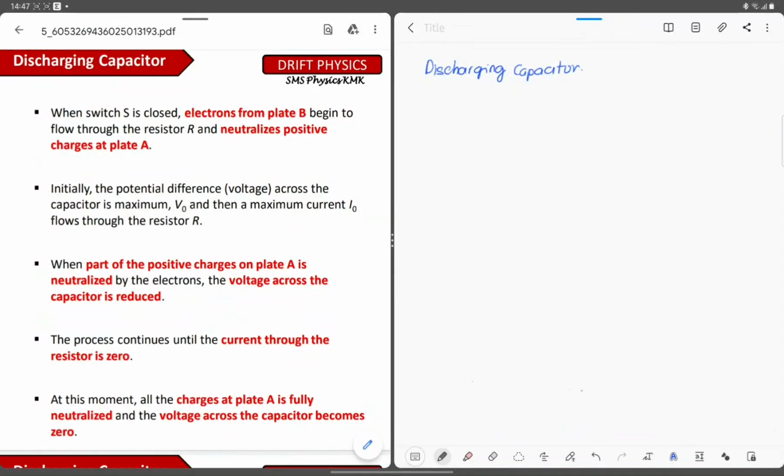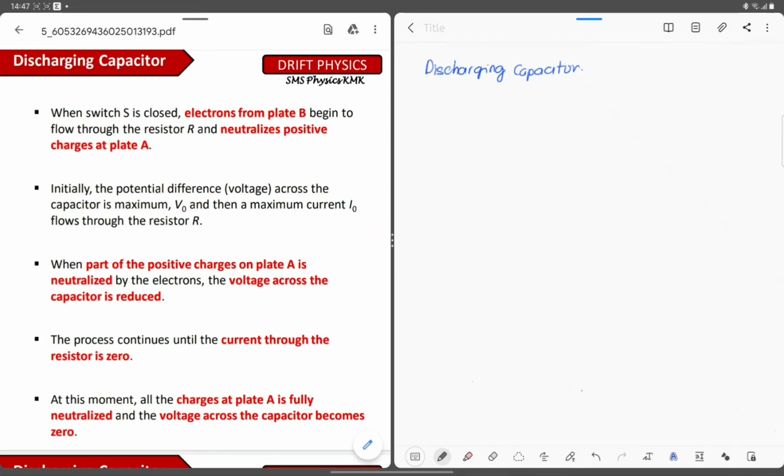We know that the capacitor is able to store electrical charge. So when it is able to store electrical charge, it is also able to deliver the charge back to the circuit. So today we are focused on how to discharge a capacitor. So we must know the simplest circuit, the simplest circuit for discharging a capacitor.